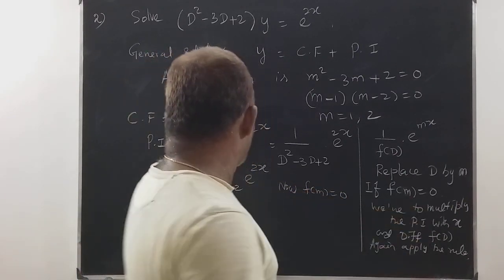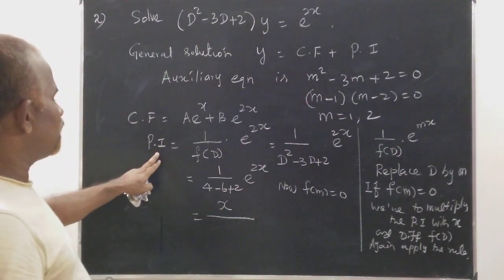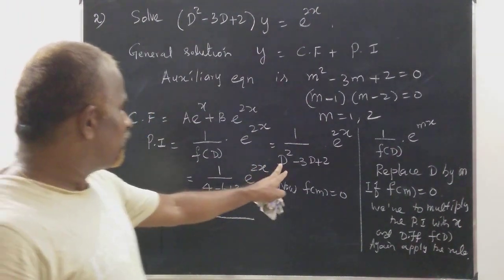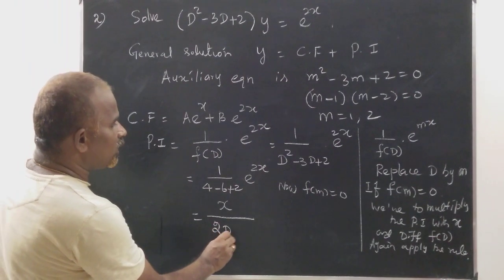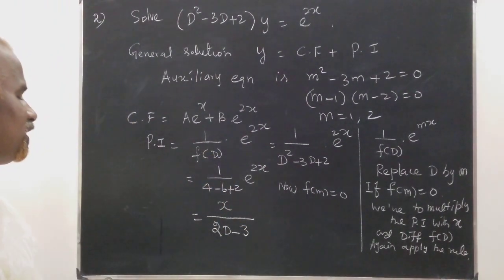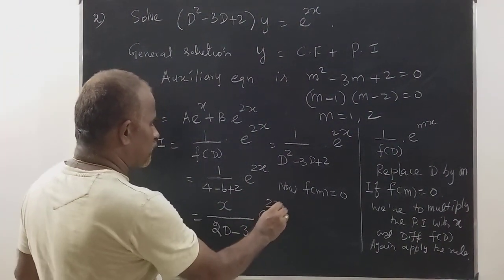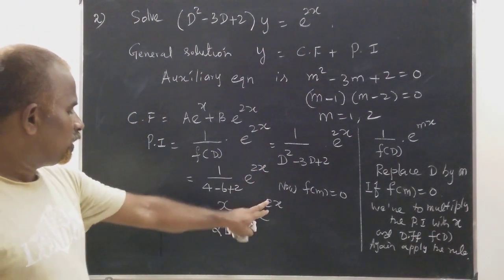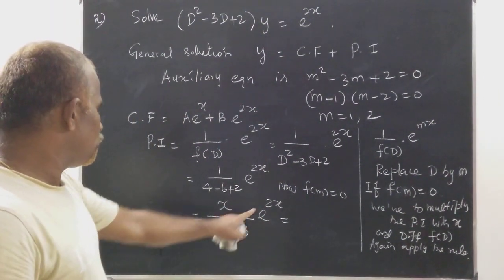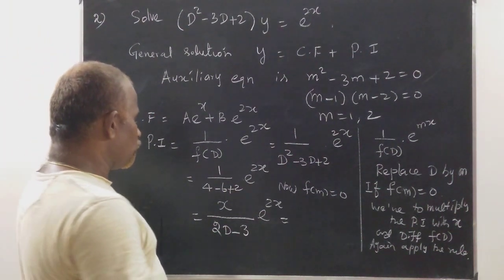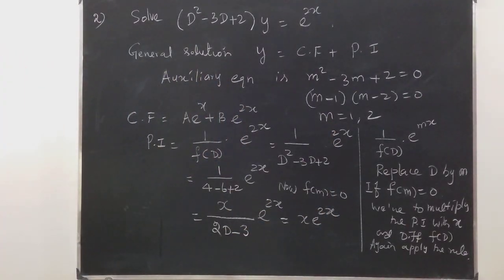So therefore we have to multiply it by x and divide by the derivative of this with respect to d. So therefore 2d minus 3. Now you apply e power 2x, replacing d by 2. So you will be getting x divided by 2 into 2, 4, 4 minus 3 is equal to 1. Therefore x into e power 2x.